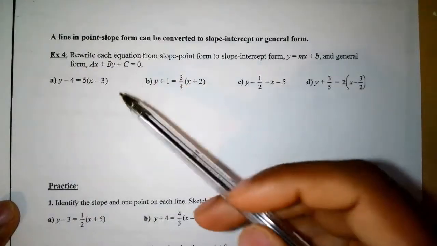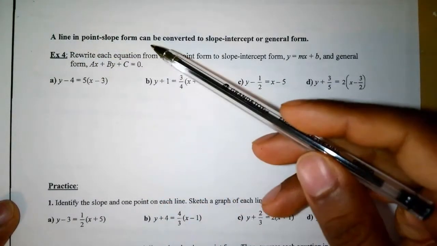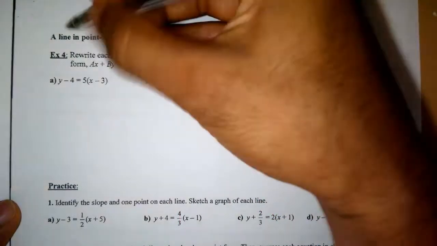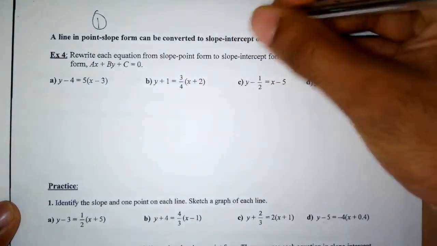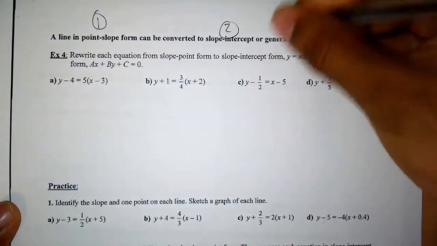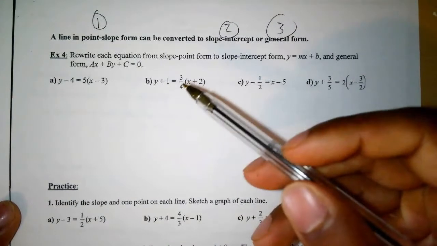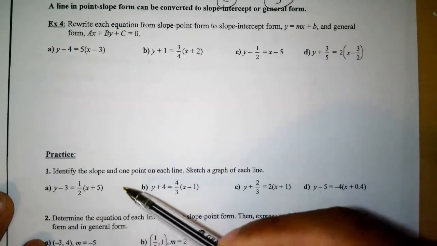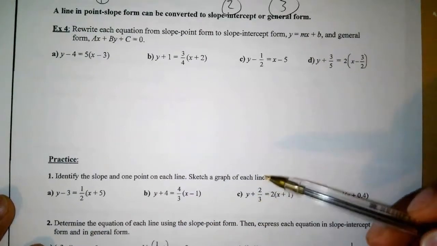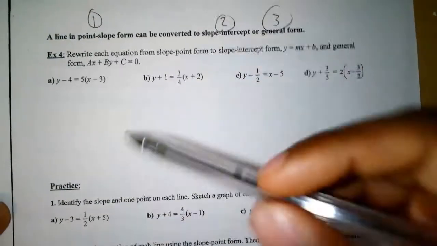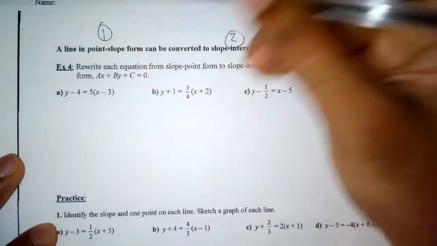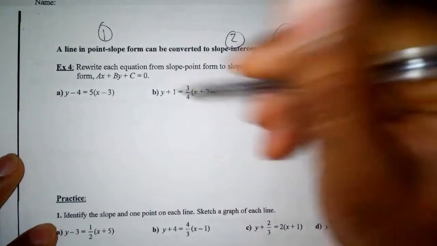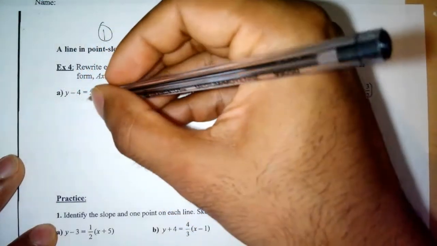Okay, so example 4. A line in point slope form can be converted to slope intercept or general form. So remember, we've got our 3 equations in this unit: point slope form, slope intercept, and general form. So we're just going from one form to the other. We'll do these examples, and you can do this for extra practice if you want. I'll post the answers up, but we'll go over this. So first off, let's just do the slope intercept form. So this is again the point slope form.